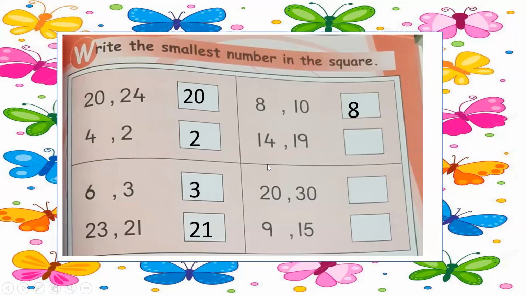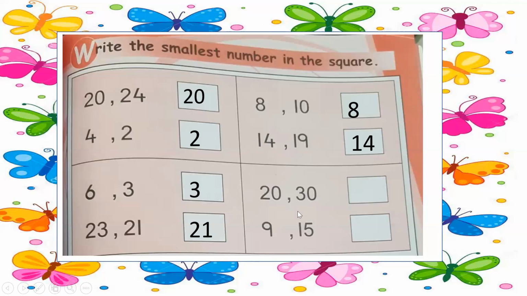Okay, then 14, 15, 16, 17, 18, 19. Yes, 19 comes afterward, while the number 14 comes first. So the number 14 is the smallest. Then the number 20 and 30.